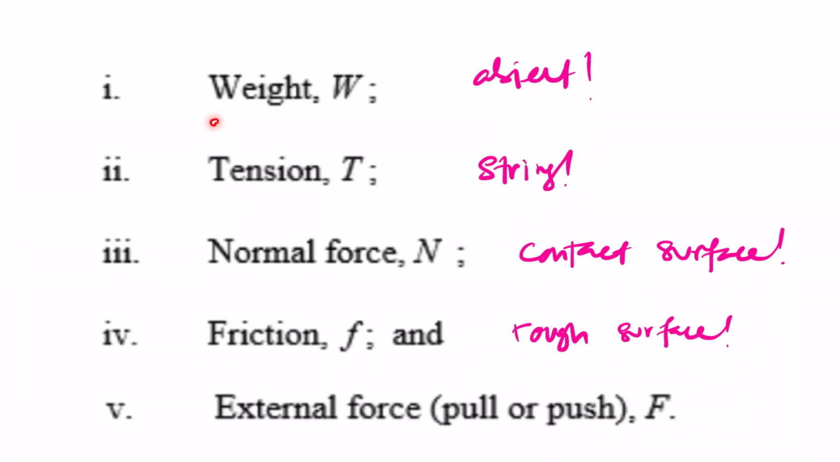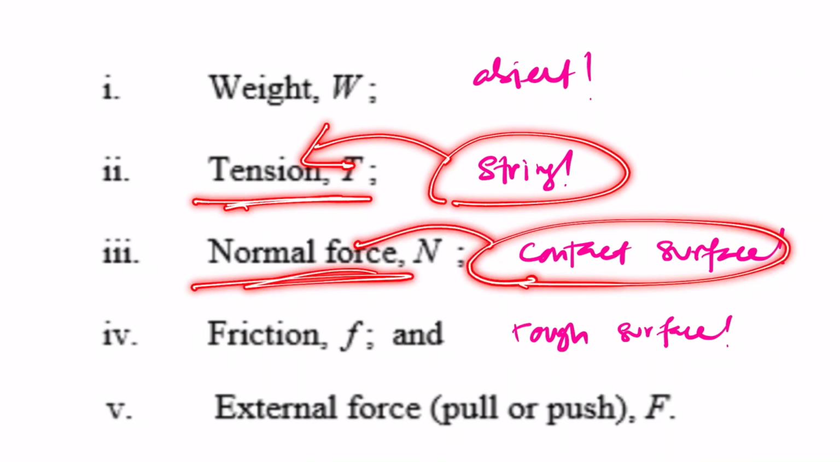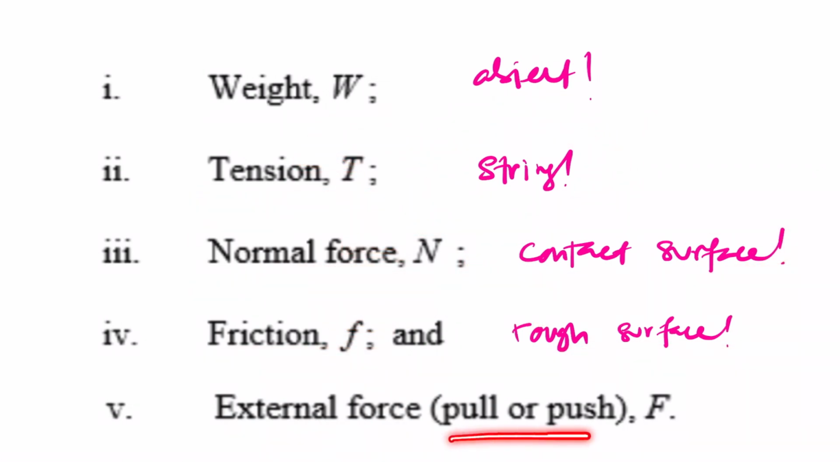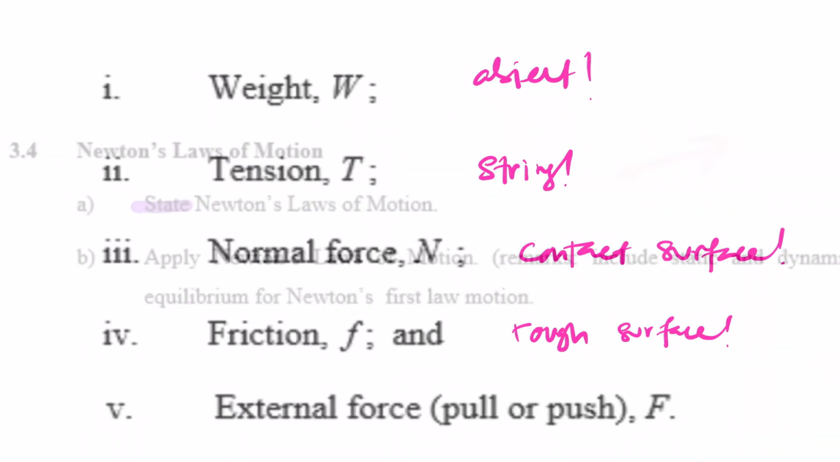Okay, for weight, every object must have weight. For tension force, if there is a string, there must be tension. For normal force, make sure that if there is a contact surface, there must be a normal force. For friction, if there is a rough surface, there must be friction, or any statement related to a rough surface. External force means we have a pull or a push. Okay, and then for each of those, you all must remember how to draw the free body diagram. For example, for a string, the direction of the tension must always be outward from the body and along the string.